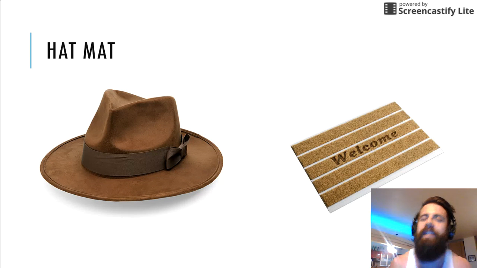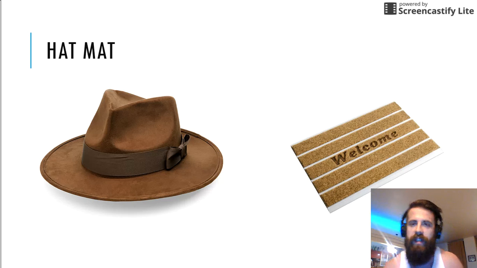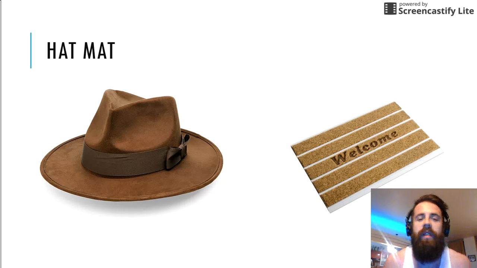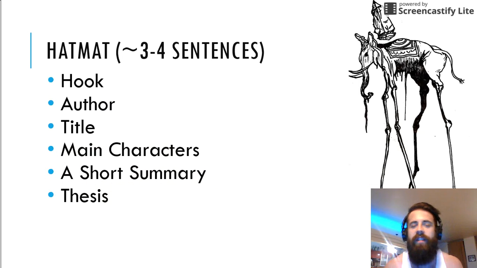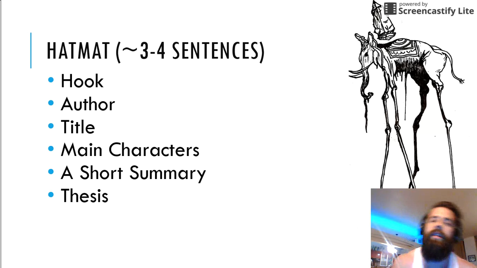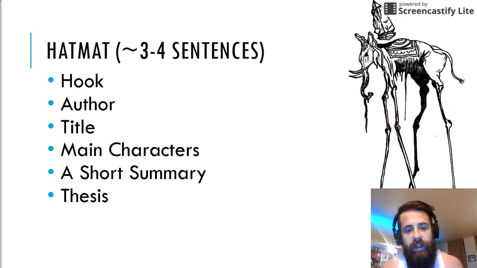So with our stance in mind, with this direction that we're going to point our boat downstream in, I want us to start thinking about that introduction. How are we going to set this whole thing up? There's a great acronym that we can use called HatMat. I tried it out. It's actually a pretty handy way to write an introduction to a literary essay. And all it is, is an acronym that means hook, author, title, main characters, a short summary of the plot, and then finally our thesis. HatMat.